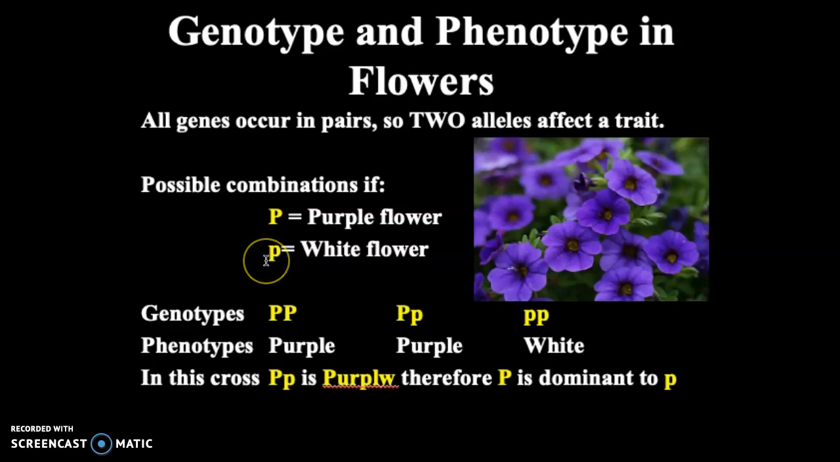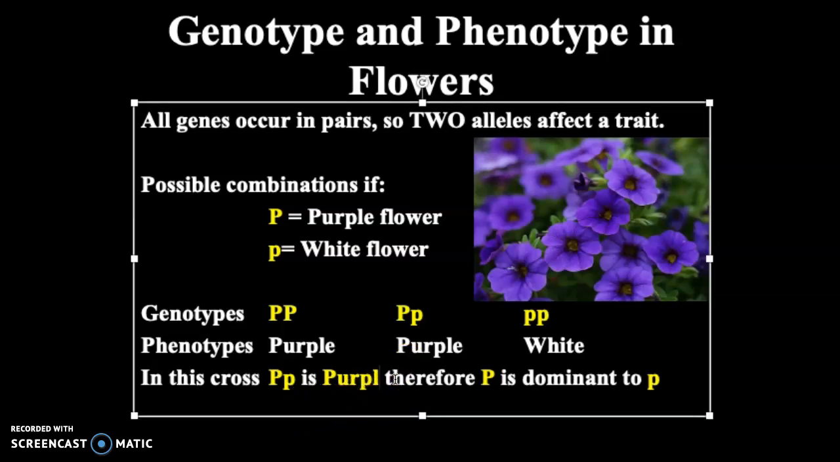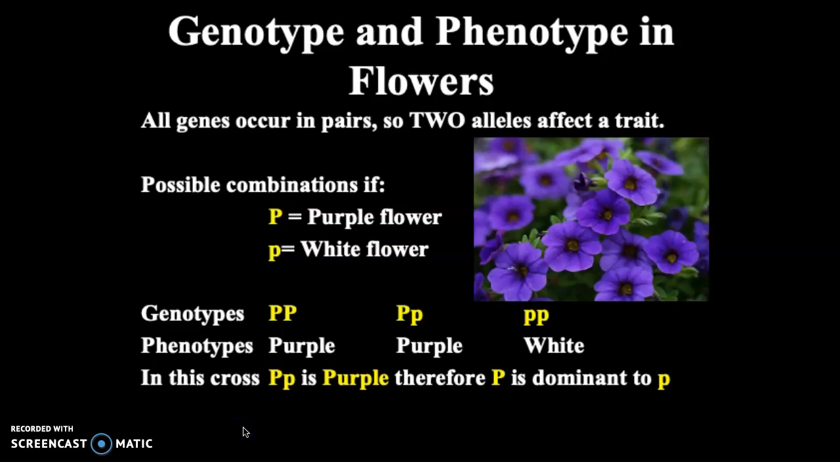Okay? So if we go back to Mendel's flowers, here's what we ended up getting. Here were the genotypes of the purple flowers. If you had two dominant genes, you were purple. If you had a dominant gene and a recessive gene, you were still purple. But if you inherited two of the recessive genes and there were no dominant genes present, then you would end up being white. In this cross, purple would be dominant to white.